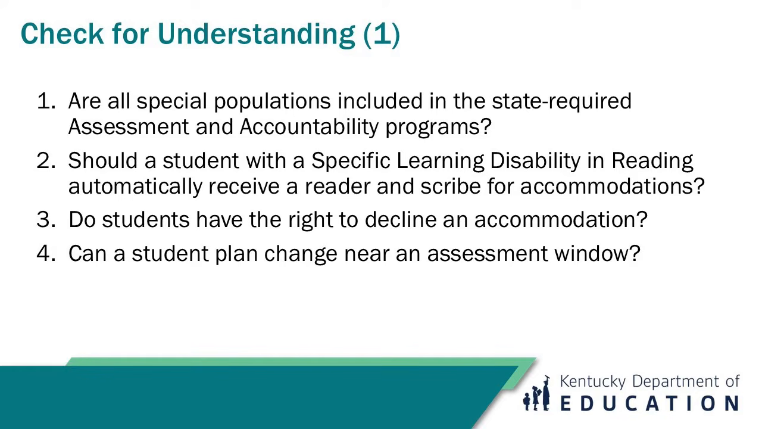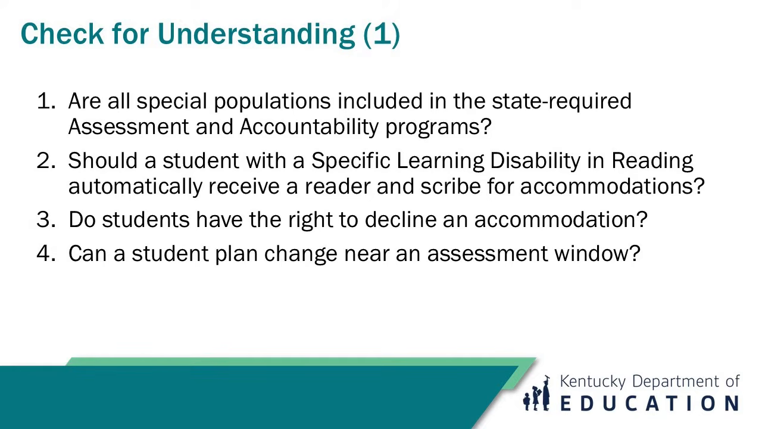Question 2. Should a student with a specific learning disability in reading automatically receive a reader and scribe for accommodations? The answer is no. Accommodations are individual to each student and should not be a blanket set of accommodations based on a disability or English proficiency level. Pages 4 and 5 of the regulation.